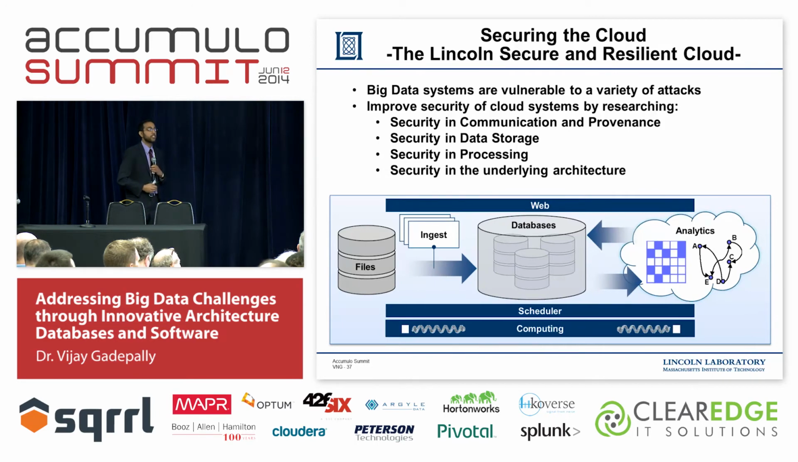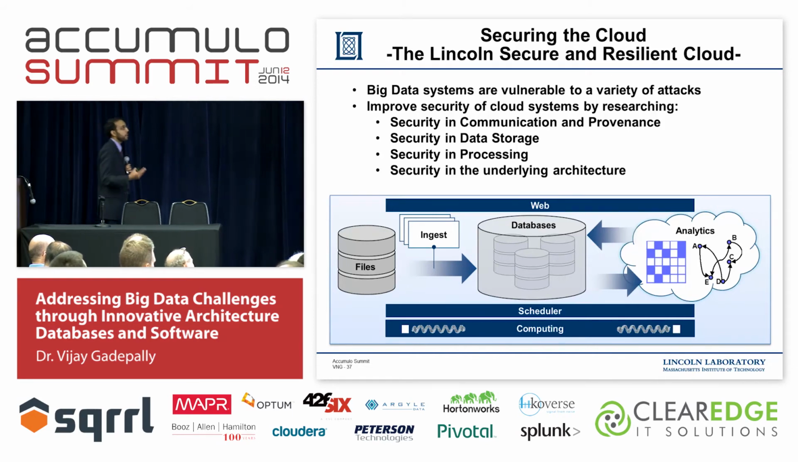So what we're looking at is technologies that we can use to secure our communication and provenance. That actually has Accumulo as a part of it. Secure and resilient storage, of course, Accumulo is a large part of that. And secure and resilient processing. So how can I actually perform analytics securely? And on top of all this, we want to secure our architecture itself. And finally, I want to talk to you about one of these instances of securing our analytics that we've developed. And it's called computing en masse data. And this is really to ensure privacy of data.